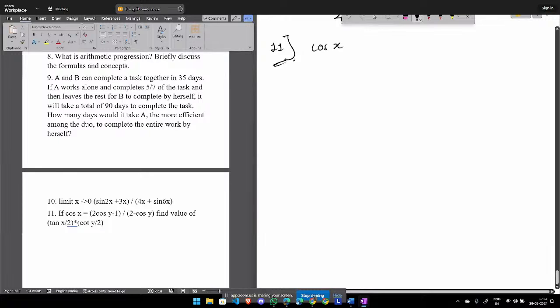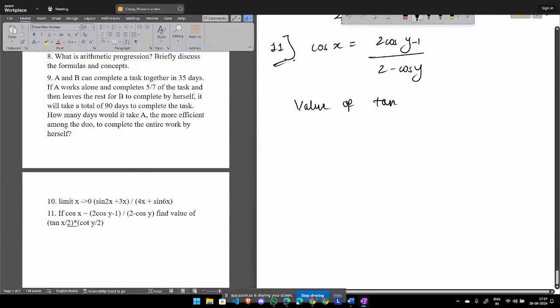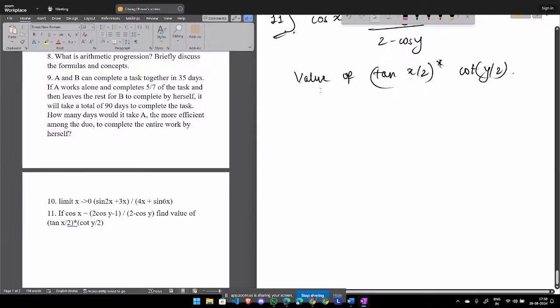What is given to us? cos x is equal to (2 cos y minus 1) upon (2 minus cos y). They're asking us the value of tan x by 2 into cot y by 2. Let's proceed with the question. This is the last question for today, and then we'll meet in the next lecture.